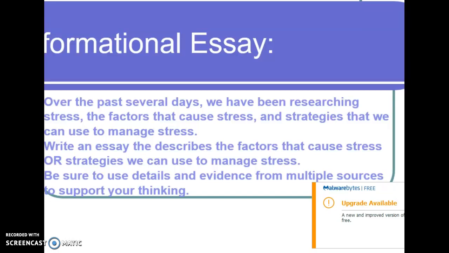So I know we all looked at multiple sources. We all have evidence that we've collected. Some of us even have collaborated. So today we're going to make that choice about which topic we would like to write about.